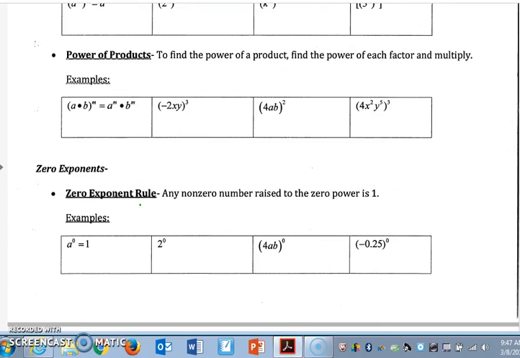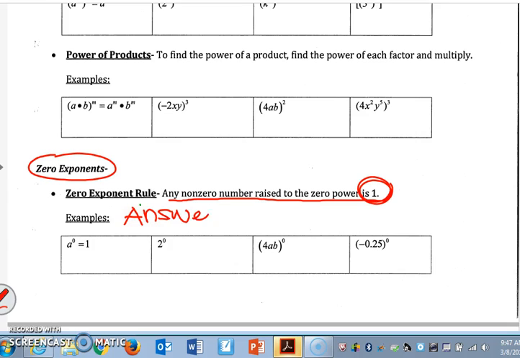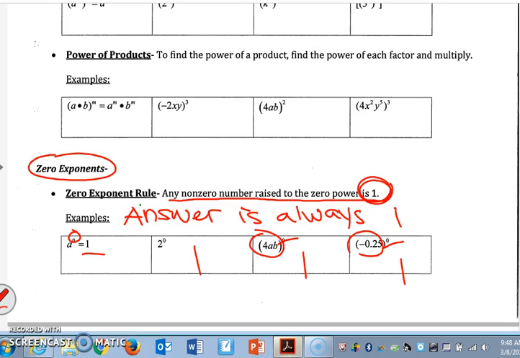The last one is the easiest one. Zero exponents. Anything raised to the 0 power, the answer is always 1. It's really easy. So whenever you see 0 power, it's always 1. 2 to the 0 is 1. Whatever inside to the 0 power is 1. So everything is 1, 1, 1. That's the easiest one.